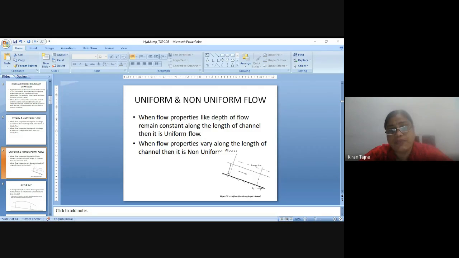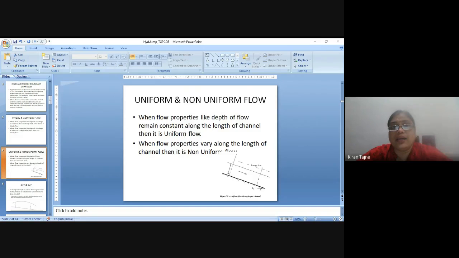So in uniform flow, the gravity force on the flowing liquid balances the frictional force between the flowing fluid and the inside surface of the channel, which is in contact with the fluid. In case of non-uniform flow, the friction and gravity force are not in balance.